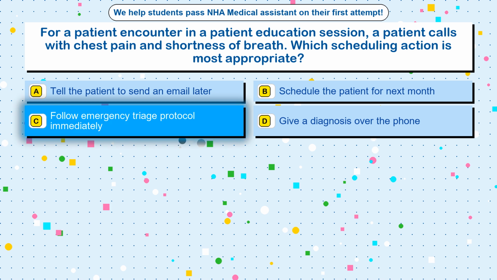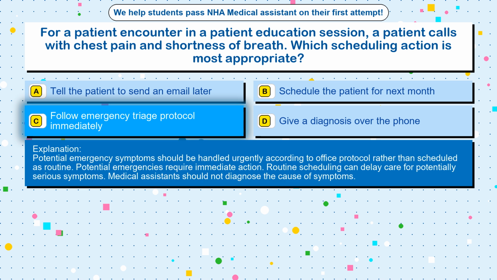Follow emergency triage protocol immediately. Potential emergency symptoms should be handled urgently according to office protocol rather than scheduled as routine. Potential emergencies require immediate action. Routine scheduling can delay care for potentially serious symptoms. Medical assistants should not diagnose the cause of symptoms.